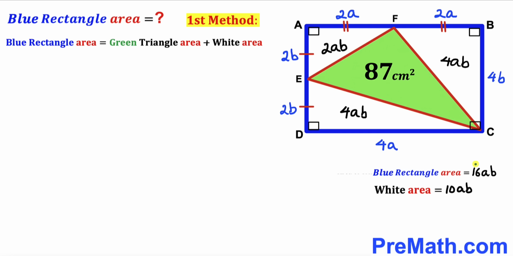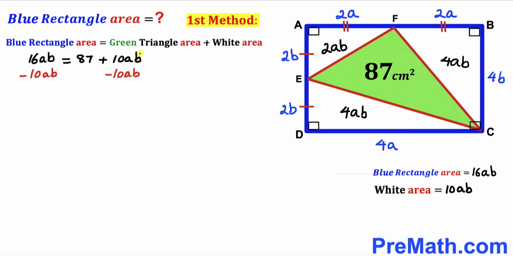And our blue rectangle area is 16 times AB. Our white triangle area is 10 times AB. And our green triangle area is 87. Let's go ahead and fill in the blanks. So I'm going to put down 16 times AB equal to 87 plus 10 times AB.